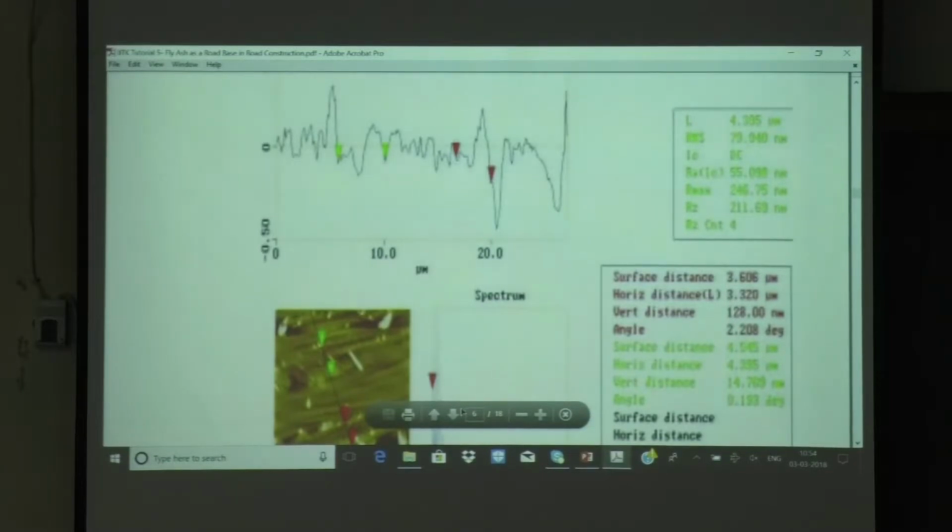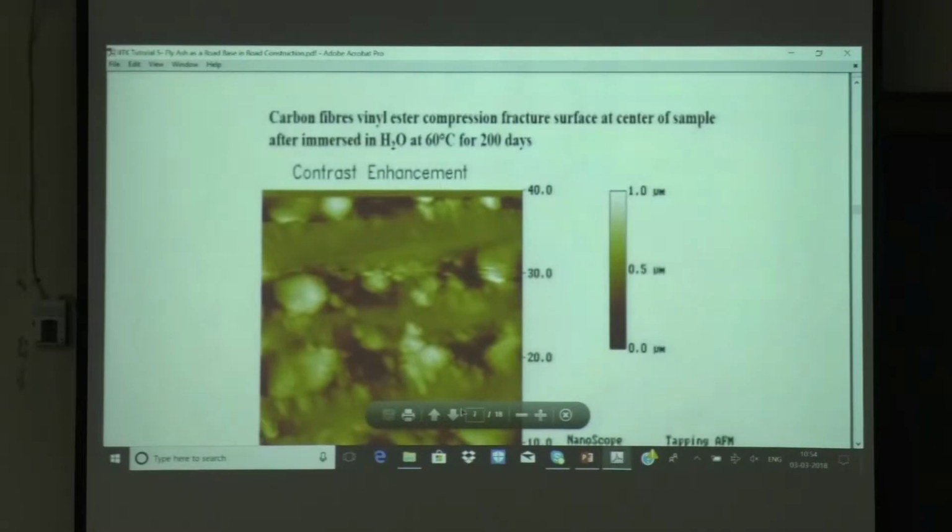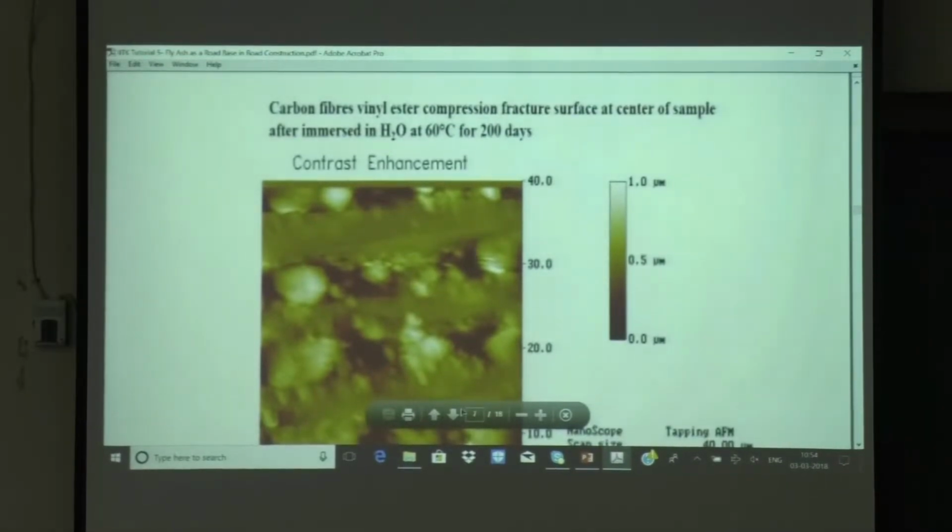I've just put another picture also. Now, this is a contrast enhancement, and here what you see is the fiber in water at 60 degrees C. The earlier picture was in calcium hydroxide solution at 60 degrees C for 200 days, and this shows the same fiber in water at 60 degrees for 200 days. Why do you put these things?